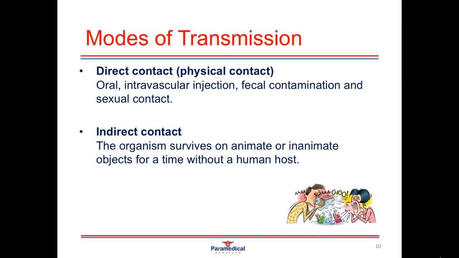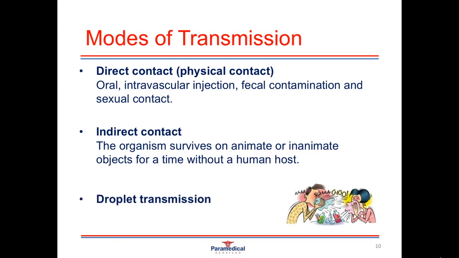Another mode of transmission is through what's called indirect contact. So this is where something has not immediately been passed from one body source to another. An example of this would be if somebody was to sneeze or cough an infectious agent onto a table surface, and the infectious agent could live outside that host for a while. Another person would come along and touch that surface and maybe wipe their nose or rub their eye, or even touch their mouth, and this would be a portal then for an infectious agent to enter into their body. So this is not direct contact. The organism needs to survive on an animate or inanimate object for a time without a human host.